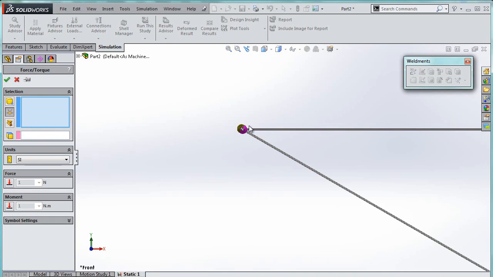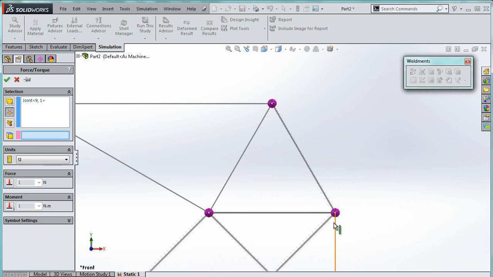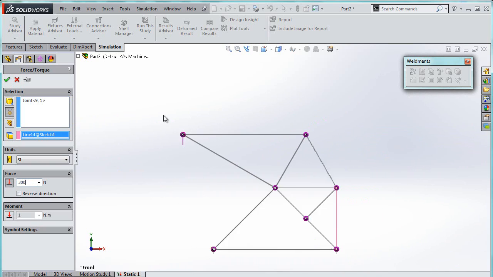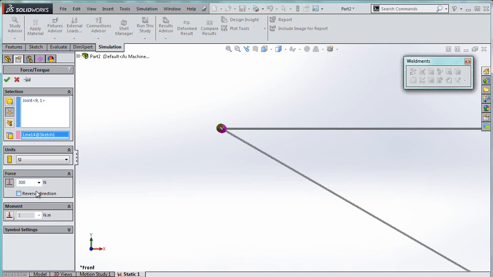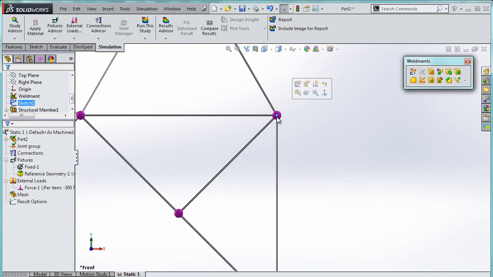Make sure I'm on a point. Point. Now I need a reference geometry, so I'm going to go up, down. And the up, down is going to be 300. Let's check and see. Wrong direction. Like that. Good.